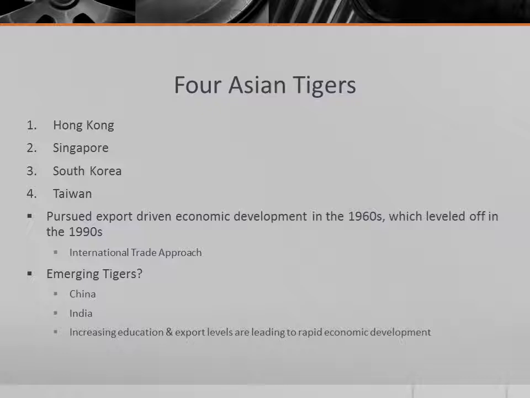And so these four Asian tigers, which are also referred to as the four Asian dragons, the four little tigers, the gang of four. So if you hear any of those, they're referring to these states.